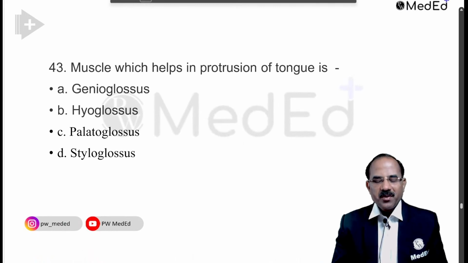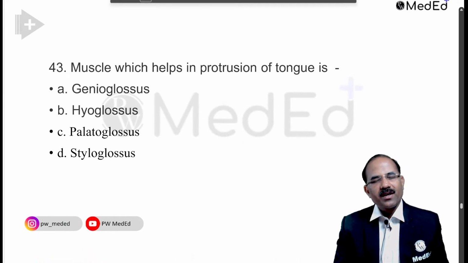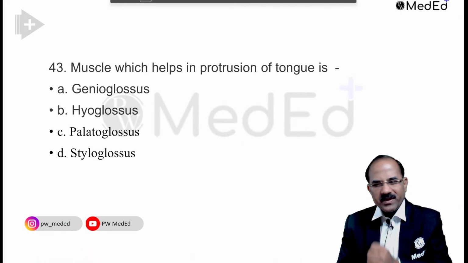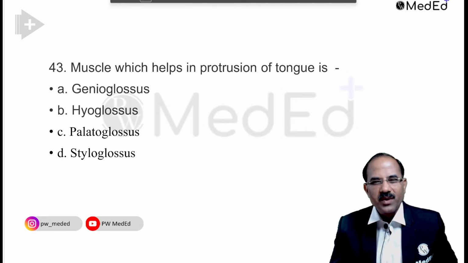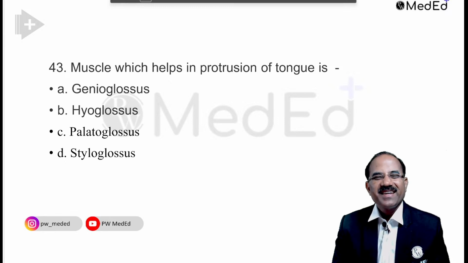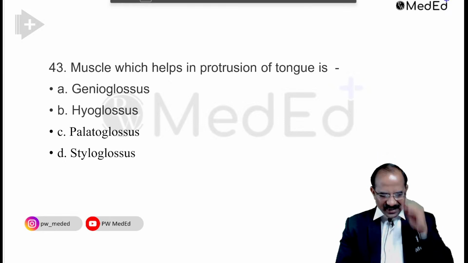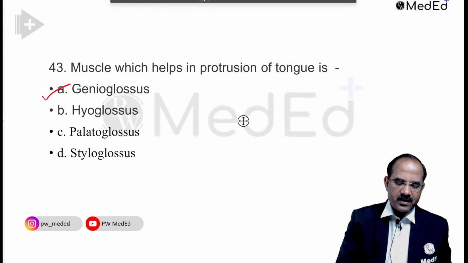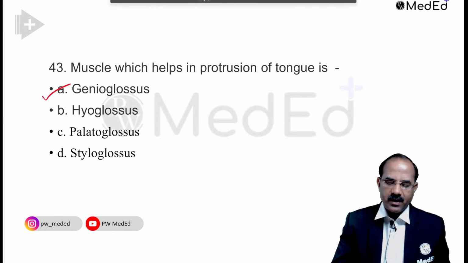See the next muscle which helps in protrusion of tongue. A very, very important MCQ, students, and a very easy MCQ. These are scoring MCQs. Muscle which helps in protrusion of the tongue. Any guesses? That's genioglossus. Yes, genioglossus is the muscle which helps in protrusion of the tongue.